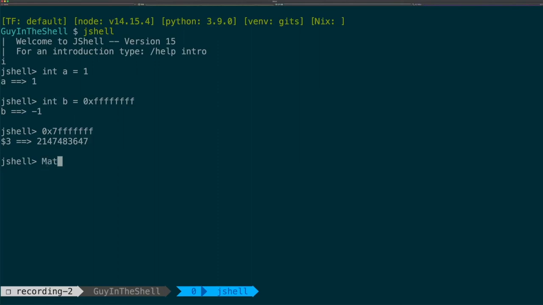That makes sense. The next positive number would be, in binary, 1 followed by 31 zeros. That's 2 to the power of 31. If we do that, that's exactly the next number, 2,147,483,648. Here we were at 647. Okay, so that all makes sense.